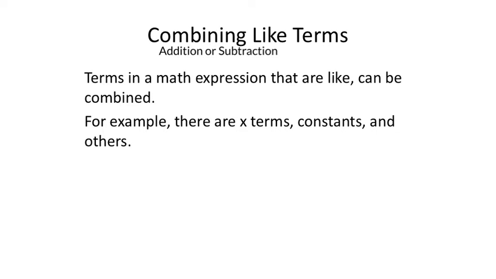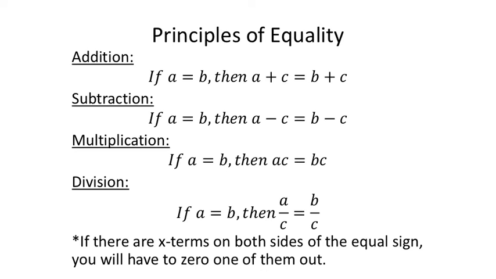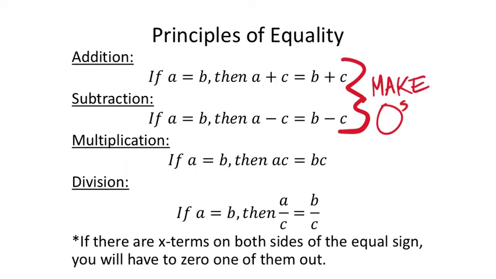Also, when we solve equations like this, we generally go in this order. You distribute, then you combine like terms, and then last of all, use principles of equality. So we take addition and subtraction. Remember, we use addition and subtraction to make zeros.